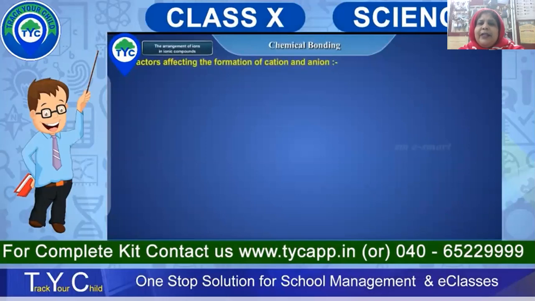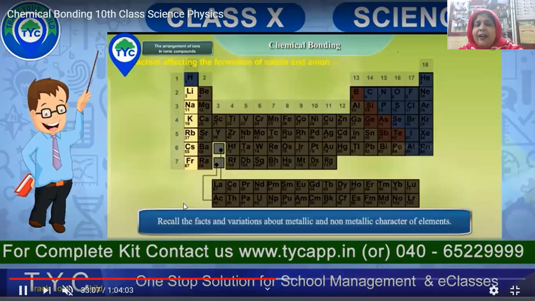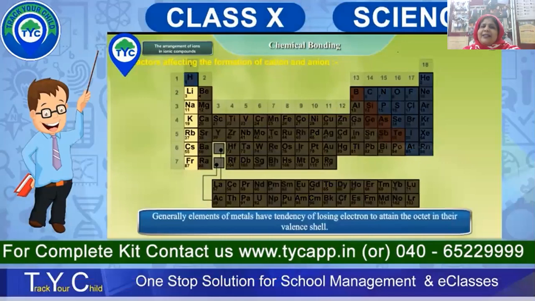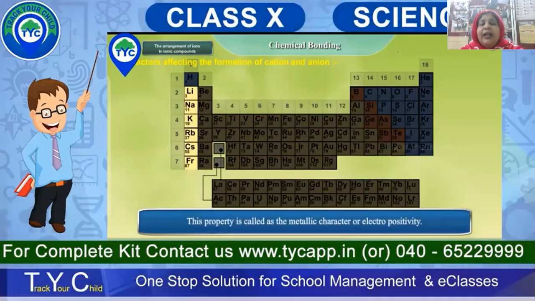So now sodium and chlorine have formed a sodium chloride crystal. Now let us recall that generally, metals have a tendency of losing electrons to attain an octet in the valence shell. This metallic characteristic is called electropositivity. Elements with more electropositivity form cations.